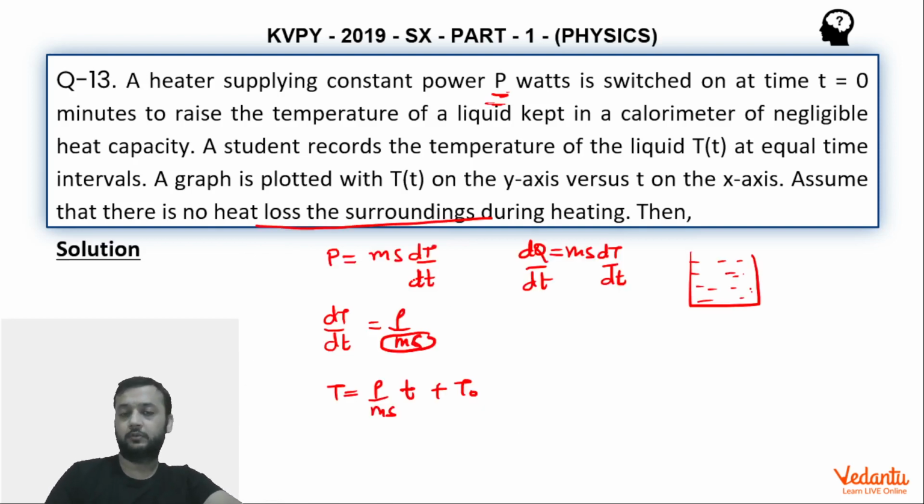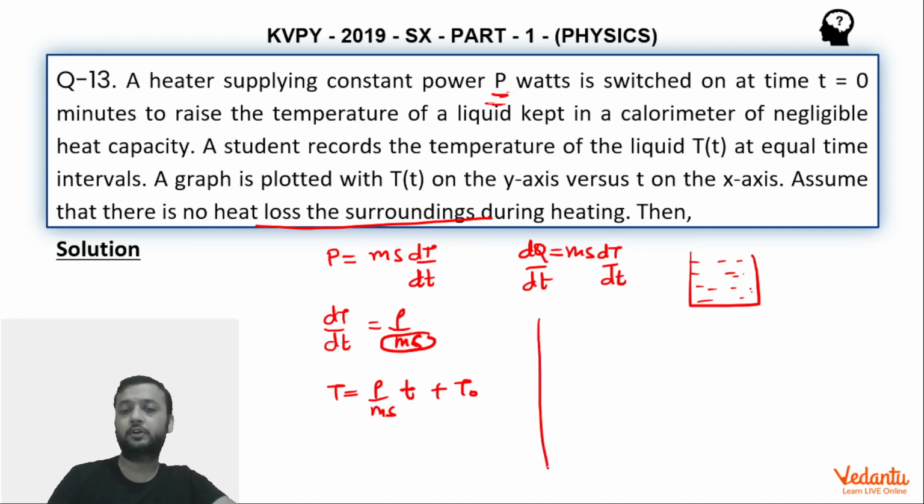Now option C says that if some heat loss is happening, then the graph that comes will be a straight line with a larger slope in comparison to this graph. So compared to this slope, in the case where heat loss is happening, the graph's slope will be greater. Okay, so what is the value of this slope? In the present scenario the slope of the graph is P by ms.